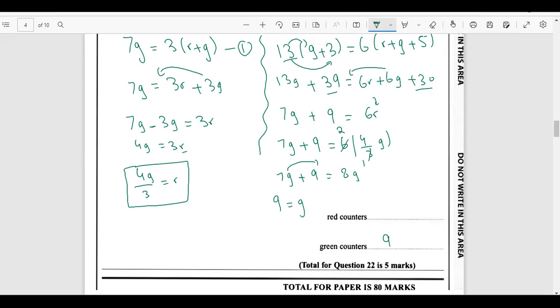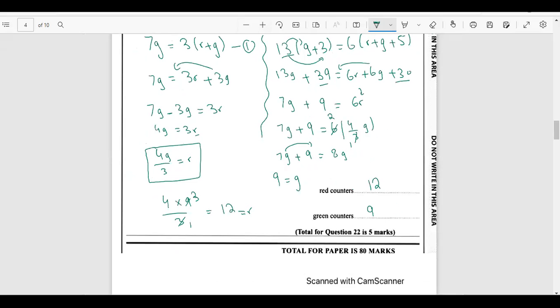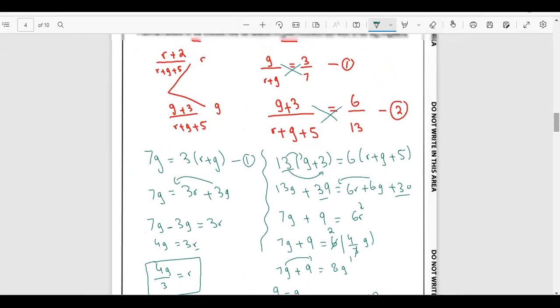And red would be coming from this equation. So 4 into 9 divided by 3, it's 1 times, it's 2 times. So, sorry, it's 3 times. Yes. 4 into 3, that is 12. So we have 12 red counters. Yes. And any confusions with this question?